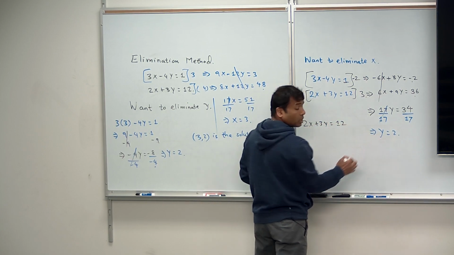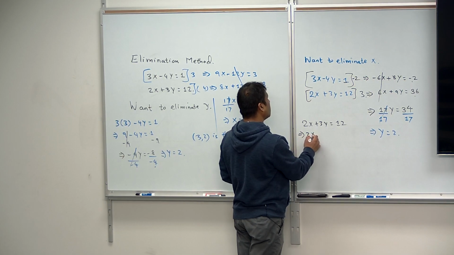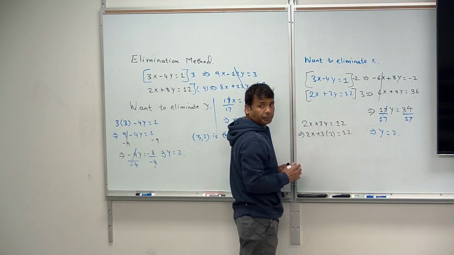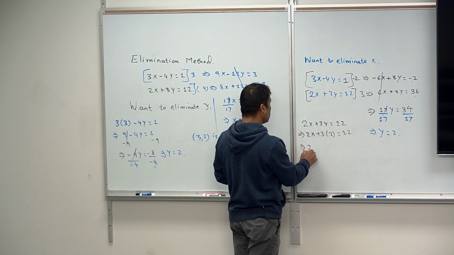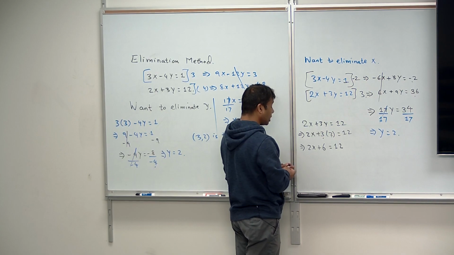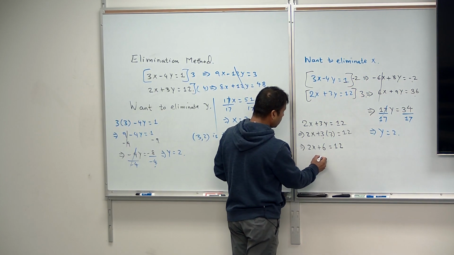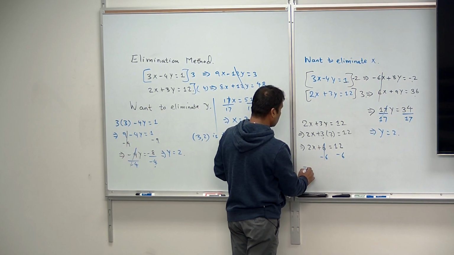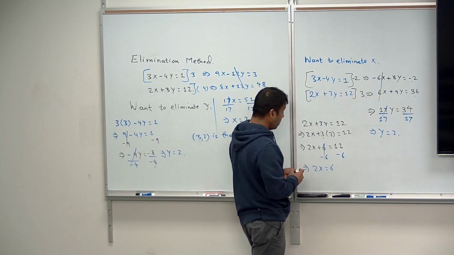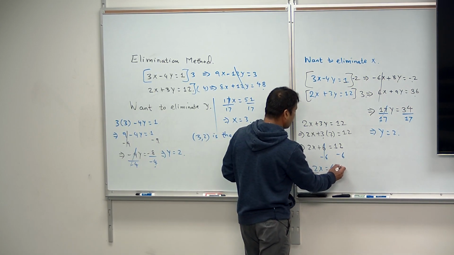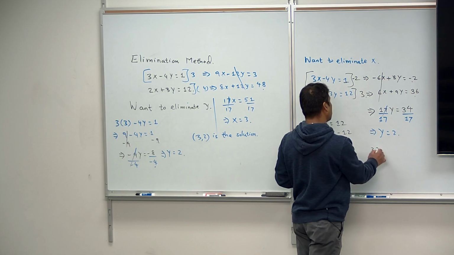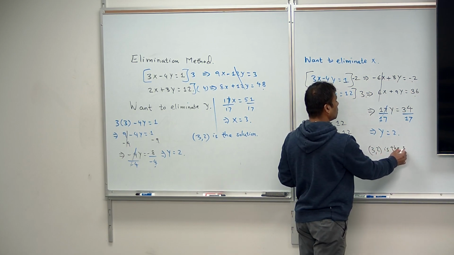So your value of y is 2, right? So you have to plug in 2 for y. So that will give you 2x plus 3 times 2, which is 6, equal to 12. So you subtract 6 from both sides. You cross them out. So you have 2x equal to 12 minus 6, which is 6, right? And you divide both sides by 2. So that will give you x equal to 3. So x equal to 3 and y equal to 2. So (3, 2) is the solution.